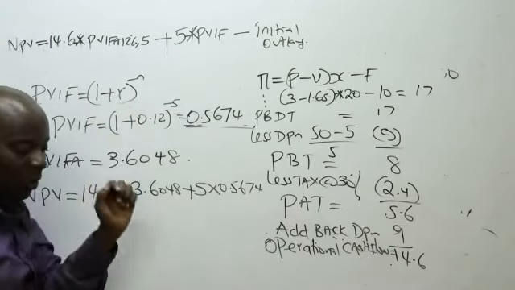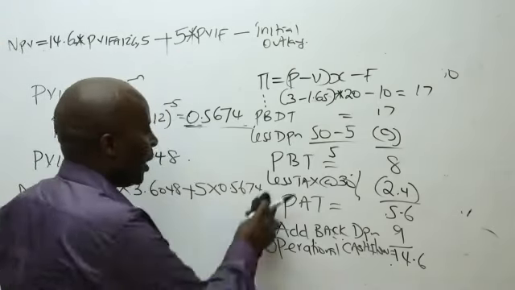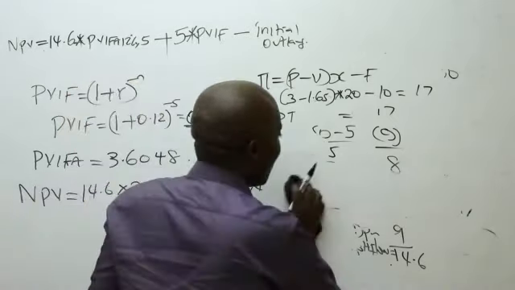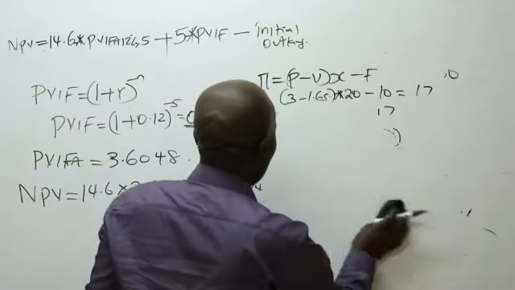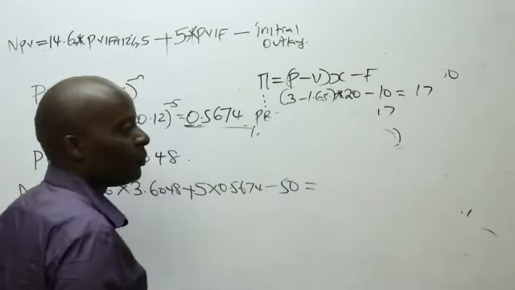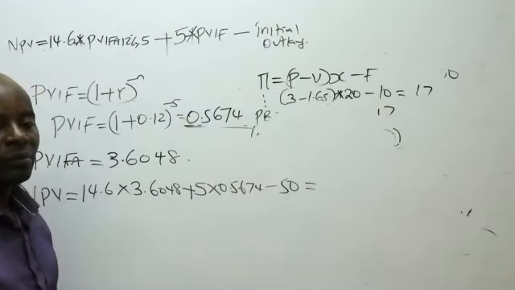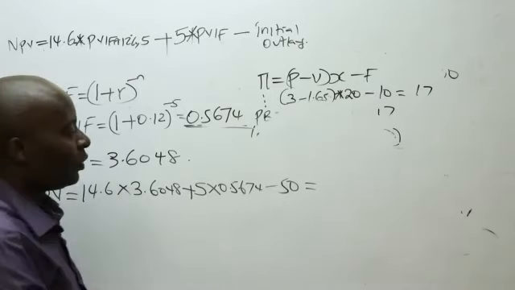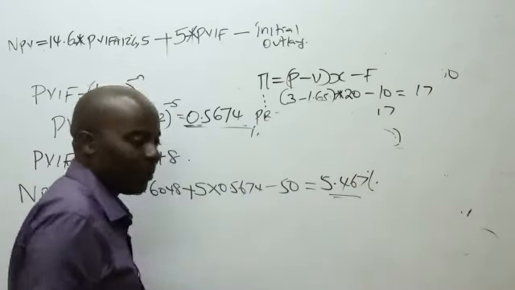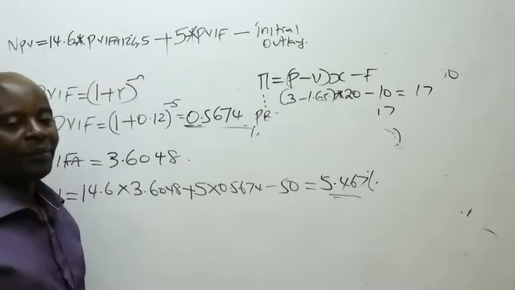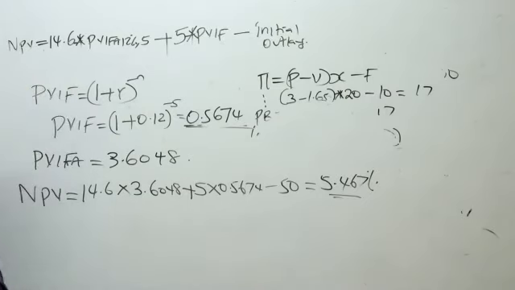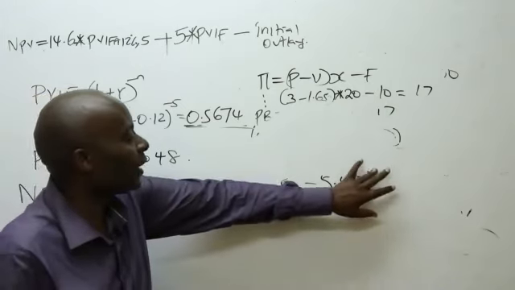And what is the initial outlay? Somebody here. What is the initial outlay? Initial outlay was 50 million. So minus the initial outlay, which is 50. So give us a figure. 5 point? Is there anybody who got this kind of an answer? Of course, you never had taxation, so I don't expect anybody to have really gotten it. So, it's 5.467. That is the NPV.